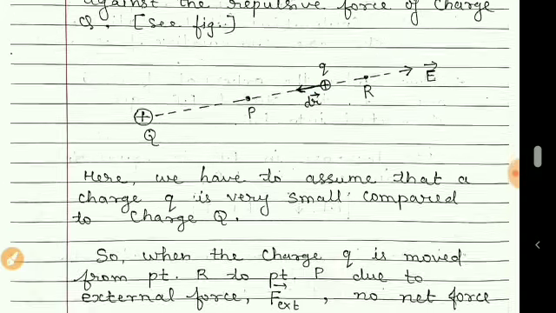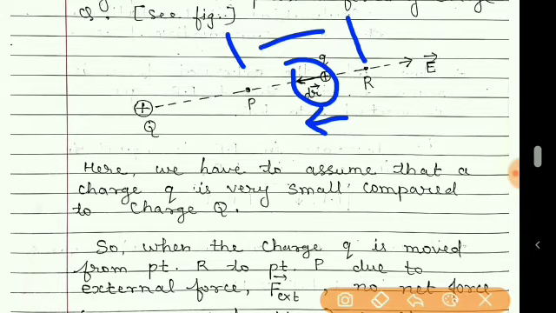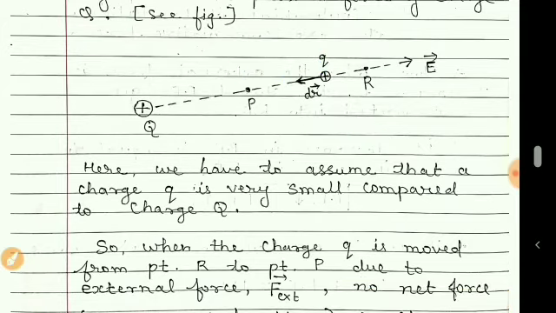Now we will consider an intermediate condition with a very small displacement dr. Actually the particle is brought from point R to point P, but we need to consider a small displacement, and we'll calculate the work done for this small displacement, and then for this entire displacement from R to P we will integrate.